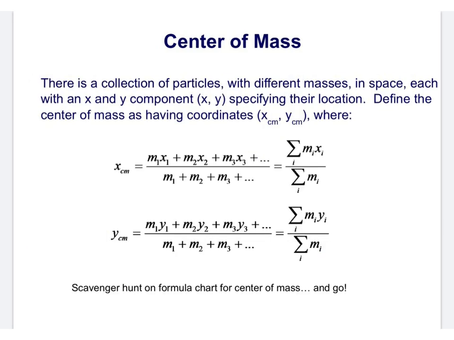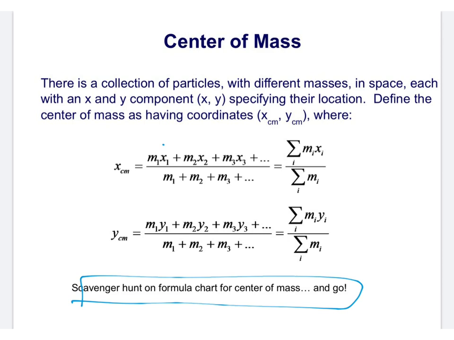Okay, here's how you find the center of mass. And this is a formula. Look, right here I said scavenger hunt on formula chart for center of mass. Here's what you do. You multiply the mass times the x-coordinate, and you sum it all up. Mass times x-coordinate, mass times x-coordinate, mass times x-coordinate. And then you divide by the summation of masses. You do the same thing in y. Mass times y-coordinate, mass times y-coordinate, mass times y-coordinate. And then you divide by the summation of masses.